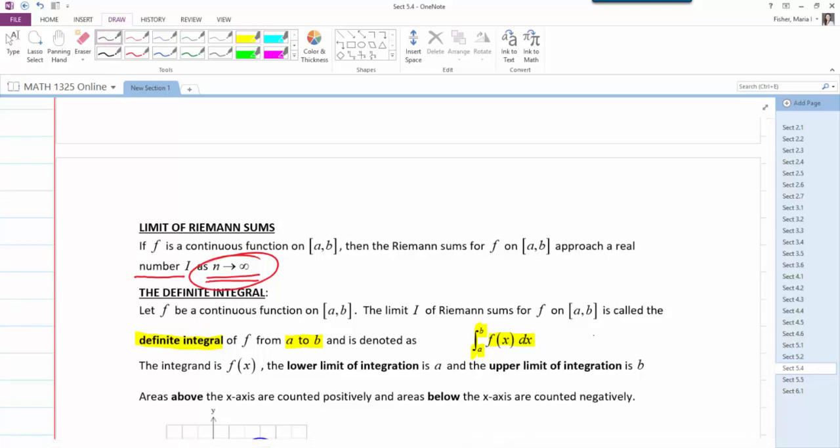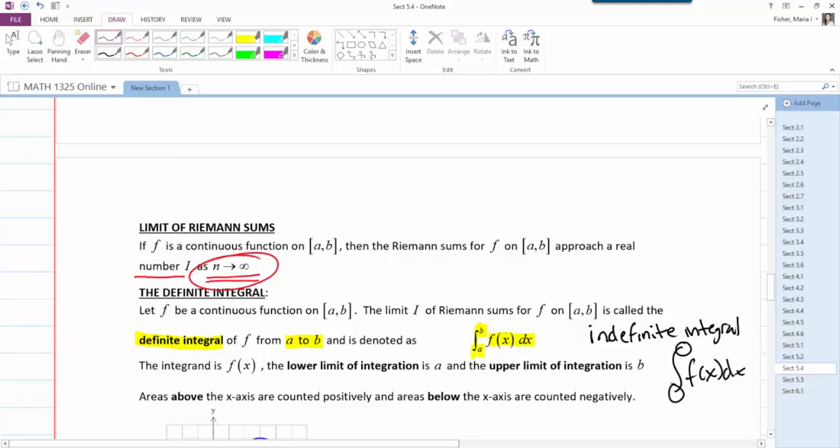Now remember, the indefinite integral does not have letters or numbers there. The definite integral is bounded by a lower limit of integration and an upper limit of integration. The indefinite integral, you'll need your plus C's for. The definite integral provides you with the area under the curve.